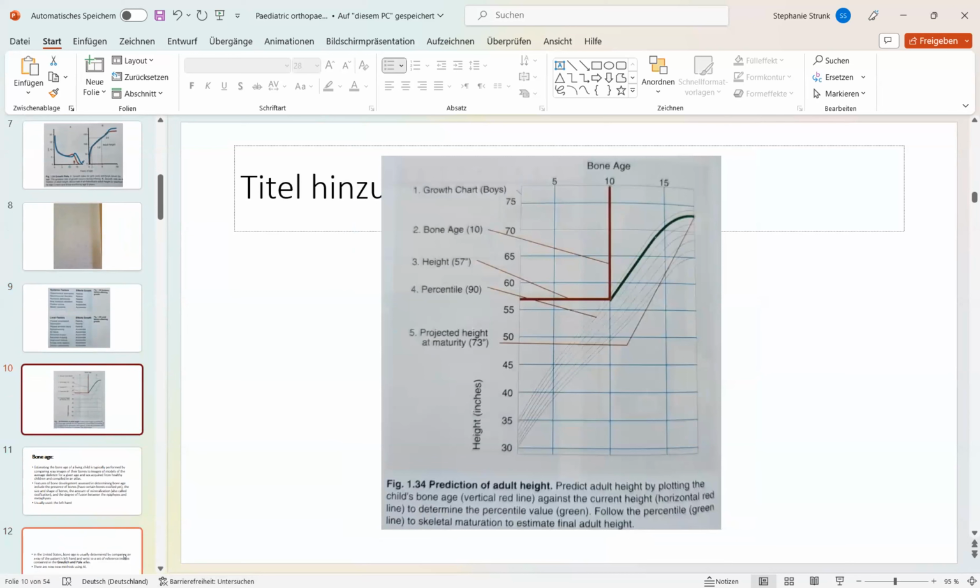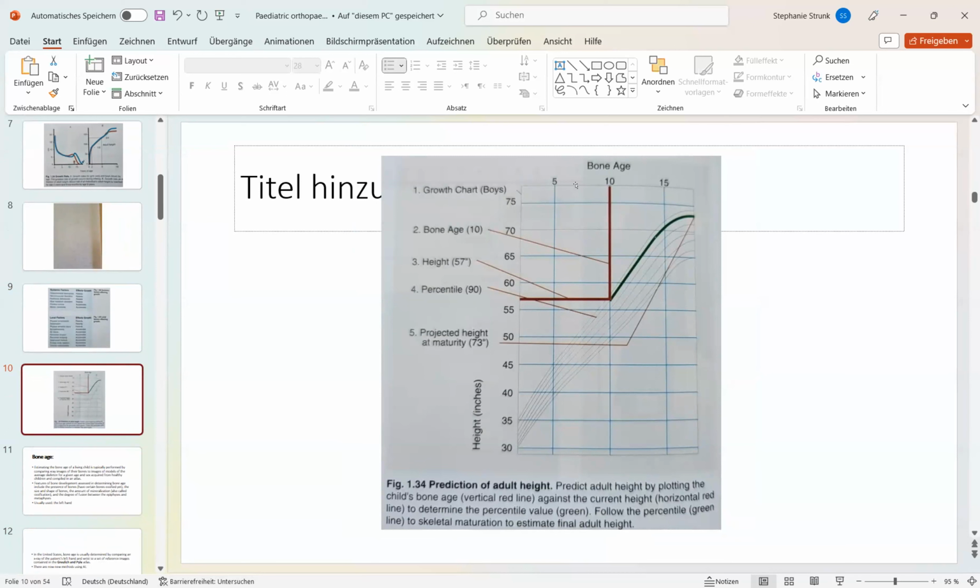So another important point in pediatric orthopedics is how tall a person is going to get. What you need for this, first, is the bone age. I'll tell you how to get the bone age of a person, usually by taking an X-ray of the left wrist and comparing it with an atlas. More about that later. So you have your bone age of a boy.